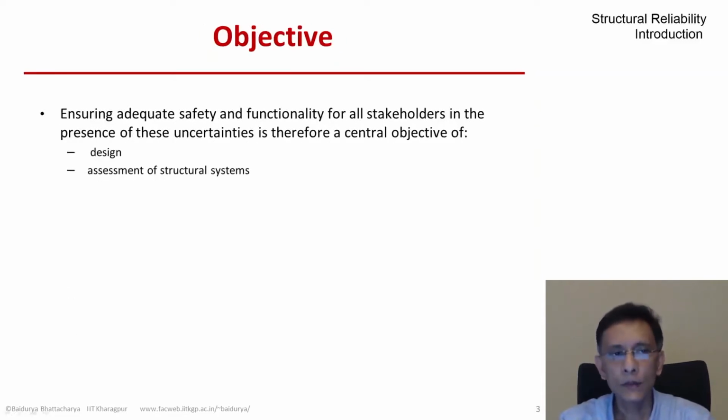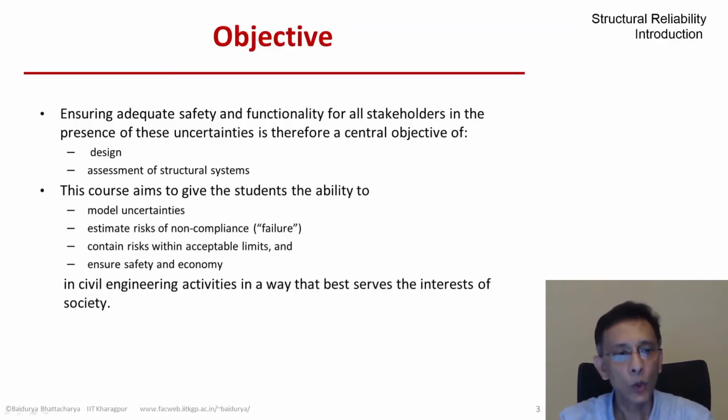So ensuring adequate safety and functionality for all stakeholders in the presence of these uncertainties has long been a central objective of what we do, that is, design and assessment of structural systems. This course aims to give the students the ability to first model these uncertainties, estimate the risks of failure or non-compliance in general, making sure that these risks are contained within acceptable limits, and thereby ensuring safety, performance, and economy in structural engineering that best serves the interests of society.